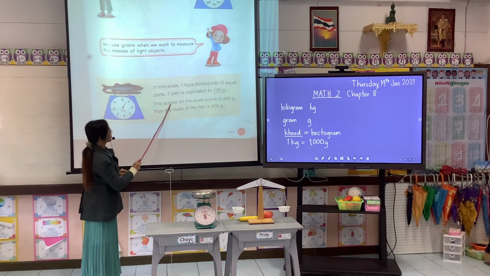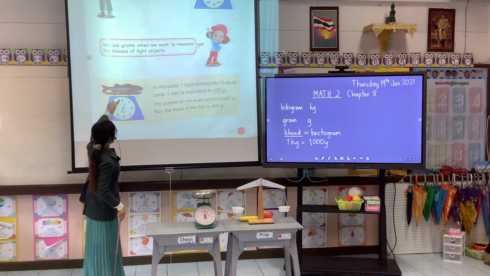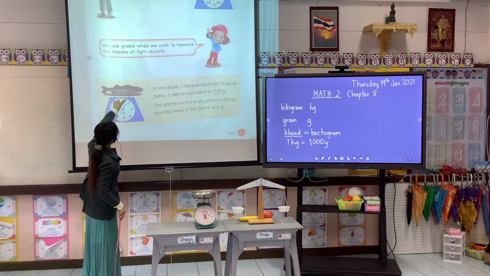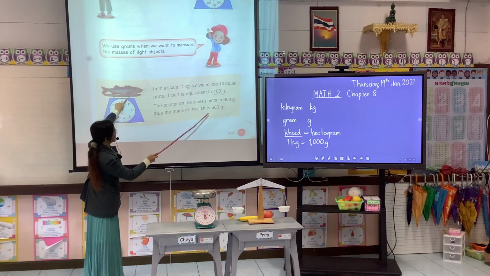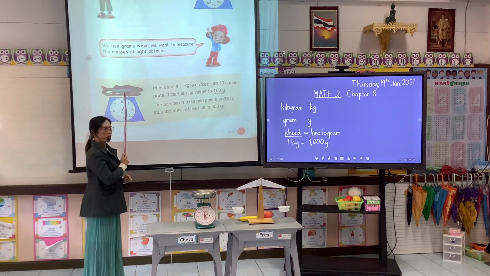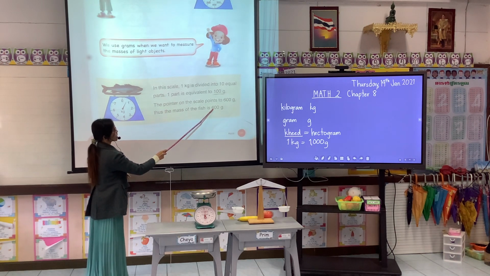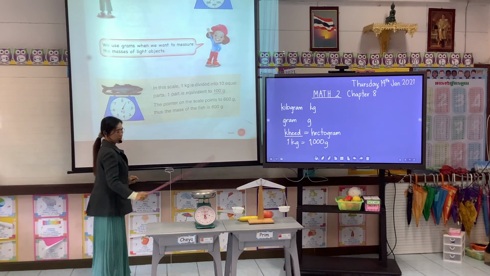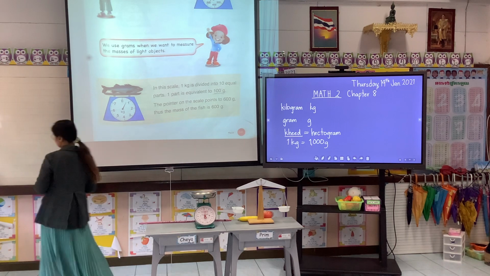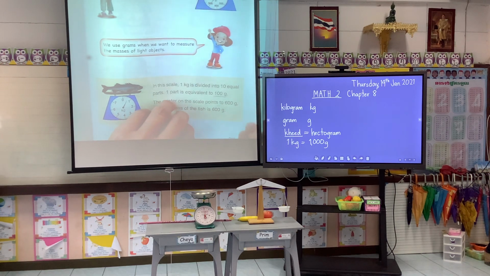The pointer on the scale points to 600. That is the half, 500, 600. So we say 600 grams. What is the mass of the fish? The mass of the fish is 600 grams.